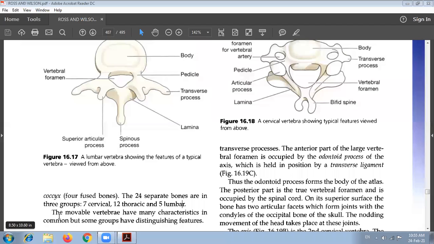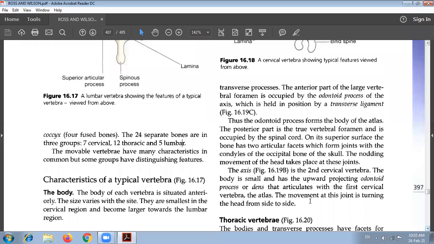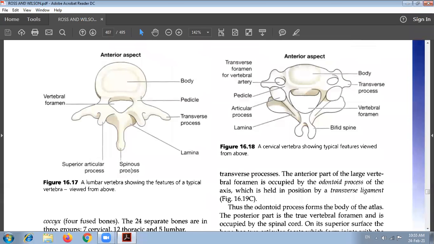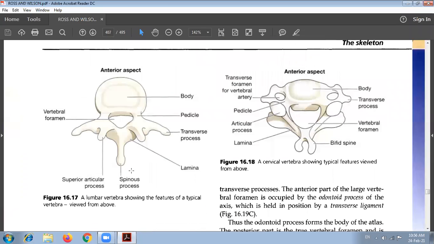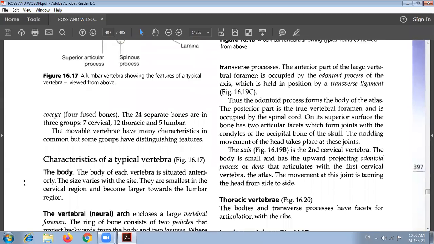Okay. The movable vertebrae have many characteristics in common, but some groups have distinguishing features. So here you can see the characteristics of a typical vertebra. A typical vertebra has a specific shape or structure. First, it has the body. The body of each vertebra is situated anteriorly. Anteriorly means towards the front.